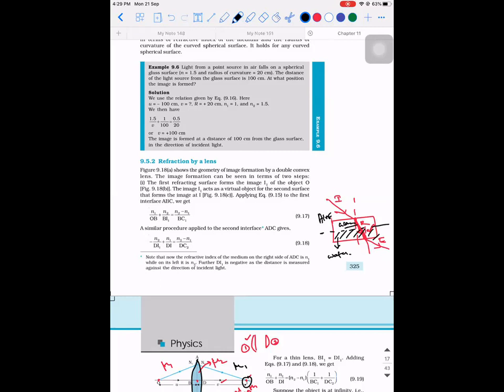It is still going to be 2 only. What are the 2 boundaries? One is the air-glass boundary, and the next is the glass-water boundary. Two boundaries. But there is also water to air. Water to water it will go undeviated.